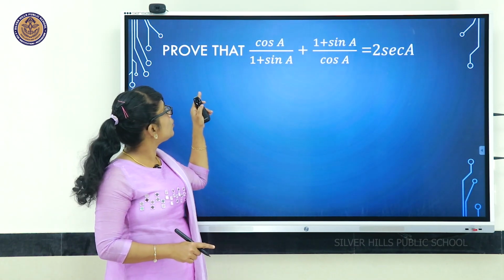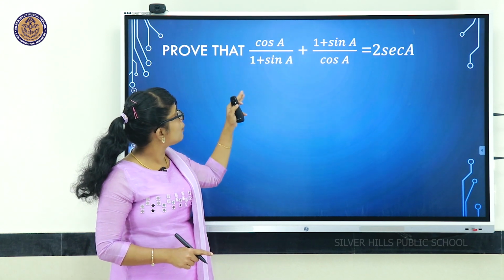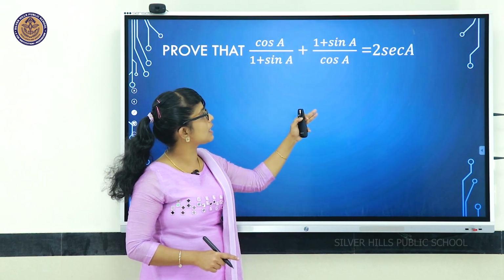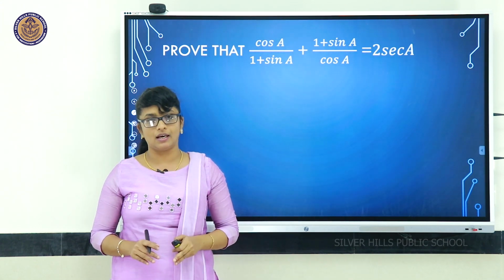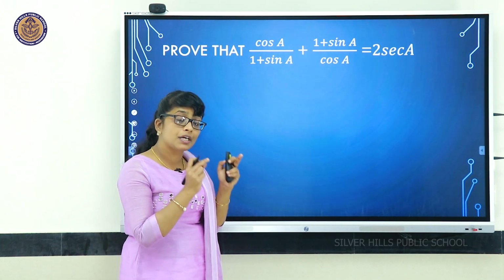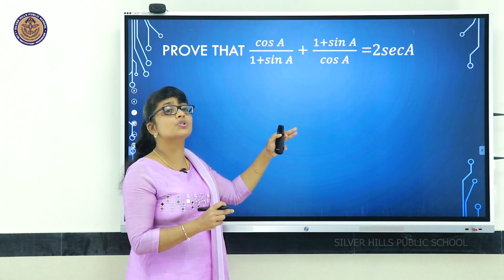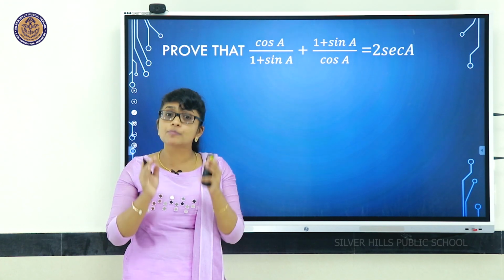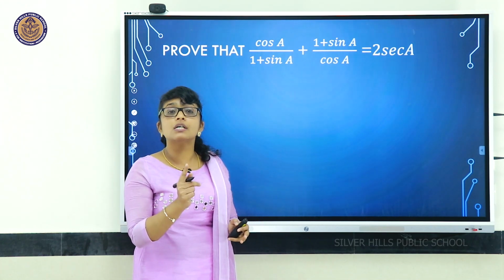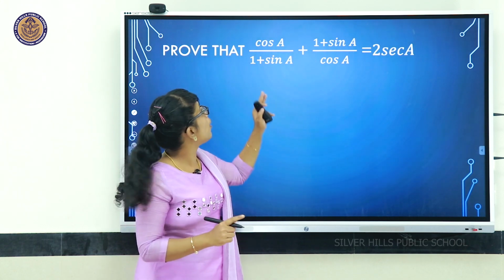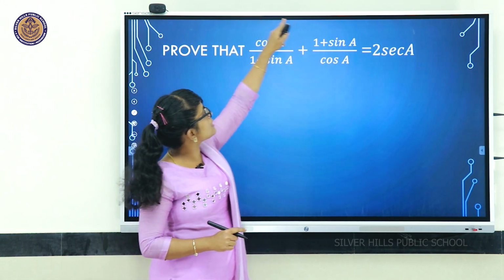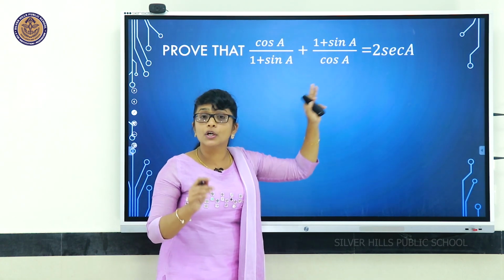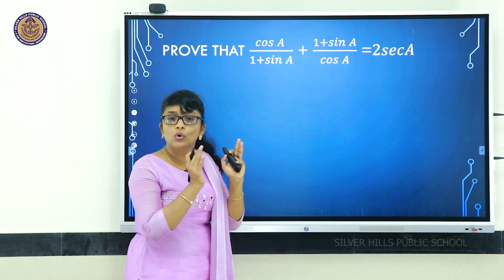First question, prove that cos A by 1 plus sin A plus 1 plus sin A by cos A equal to 2 sec A. Okay, let's see how the trigonometric identities are used to solve this problem. Before attempting to prove these problems, first you should keep your eye on both sides. Here one side LHS and another side RHS, 2 sec A. Here you have to prove that LHS equal to RHS.